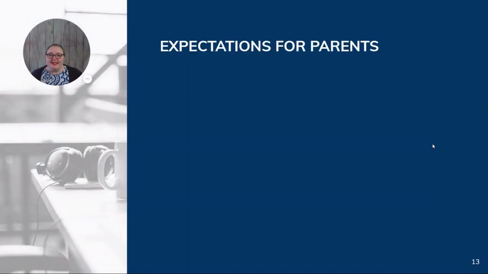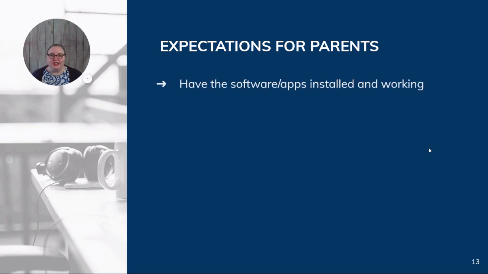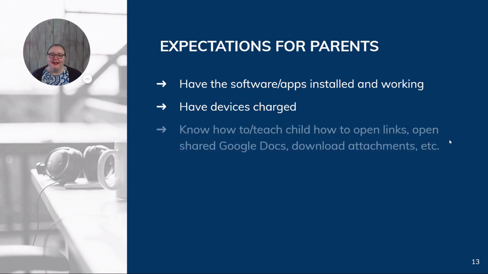Expectations for parents. It's important to let parents know what their role will be in supporting students in the lesson, especially around their use of technology. So in my policies and in my initial emails, I give them names of software or apps they need to have installed and working. So they need to have Zoom on their device. I send them the link to my meeting and let them try it out. They're responsible for making sure devices are charged in advance of sessions.